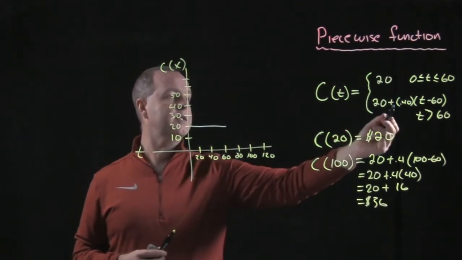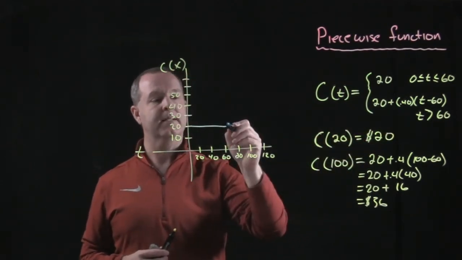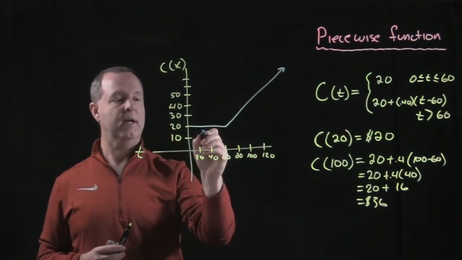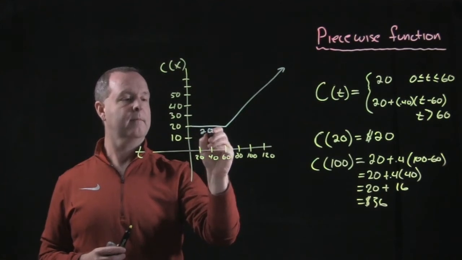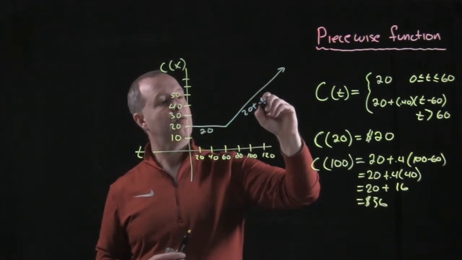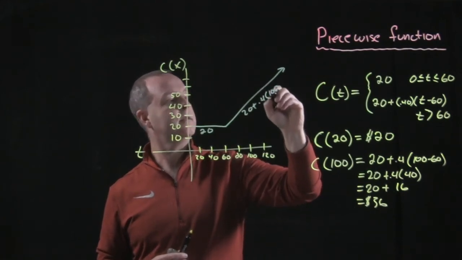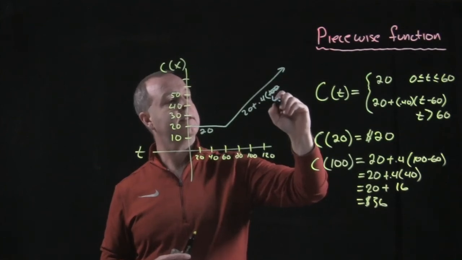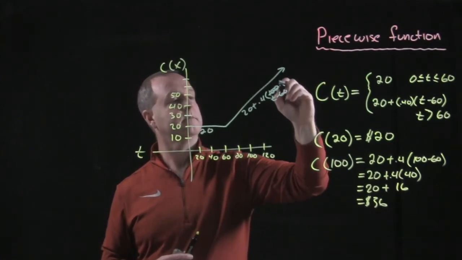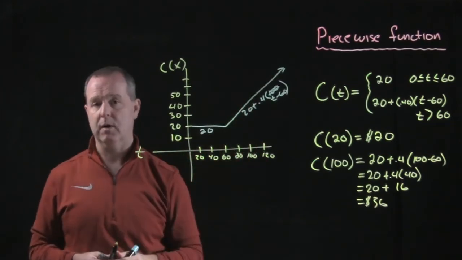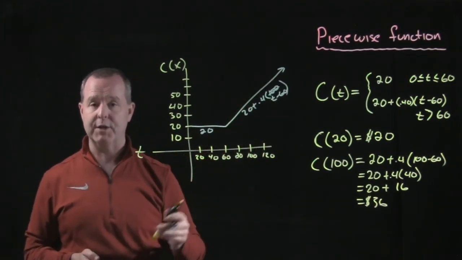And then from there, it takes on this model where I have an increase on that function as well. So the function here is 20. The function here is represented by 20 plus 0.4 times t minus 60. And you can see the more I use, my cost will go on up after I reach a certain threshold to begin with.